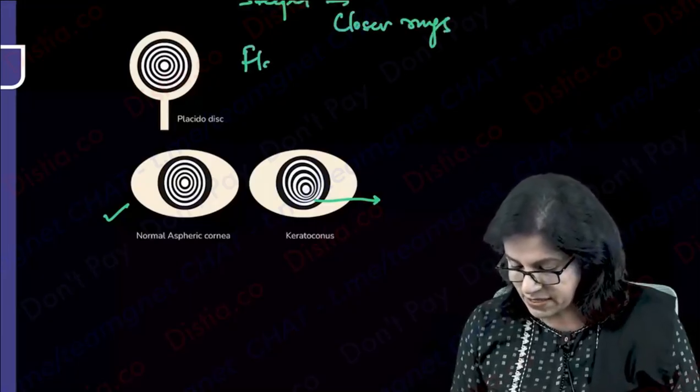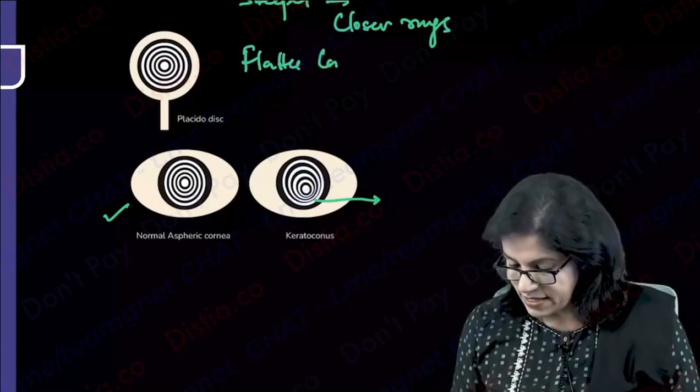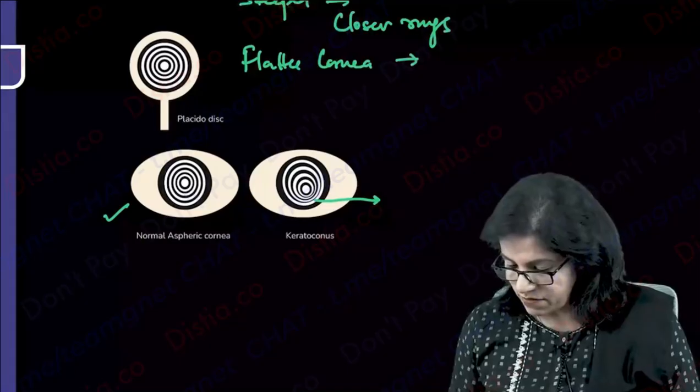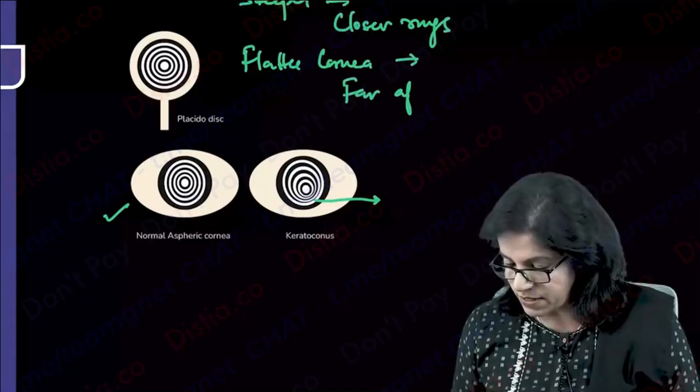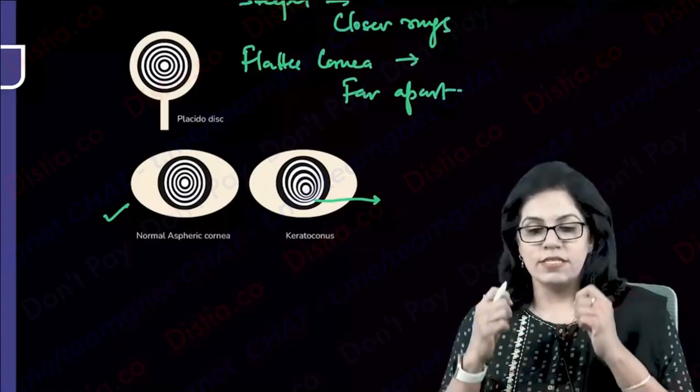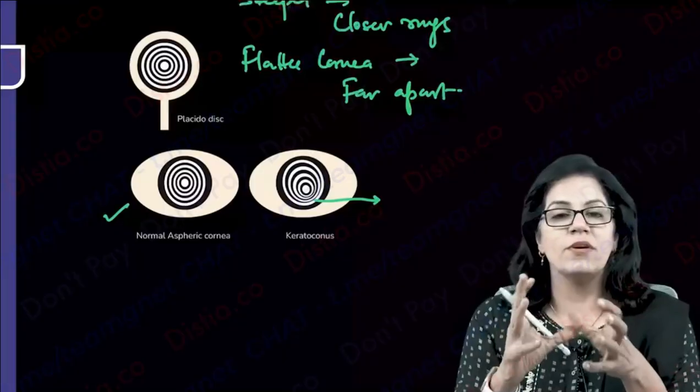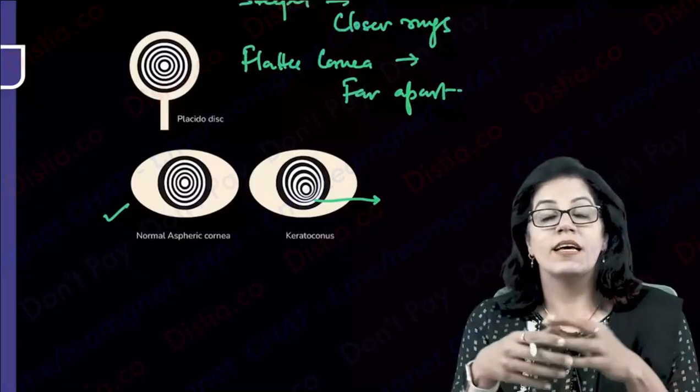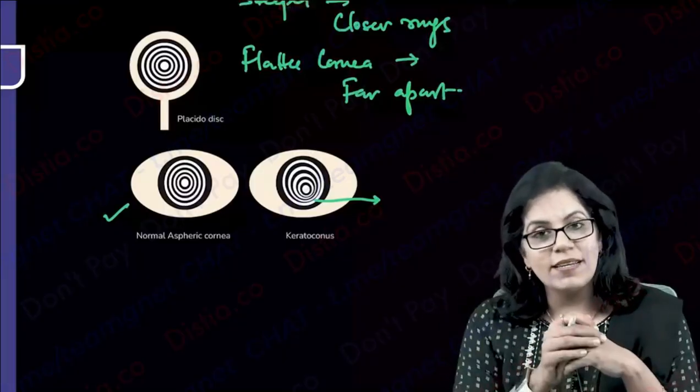And if it is a flatter cornea, we will write far apart. The rings are more far apart. So, this is qualitative, just showing the Placido disc is giving you a rough assessment whether the corneal curvature is fine or not fine, right?